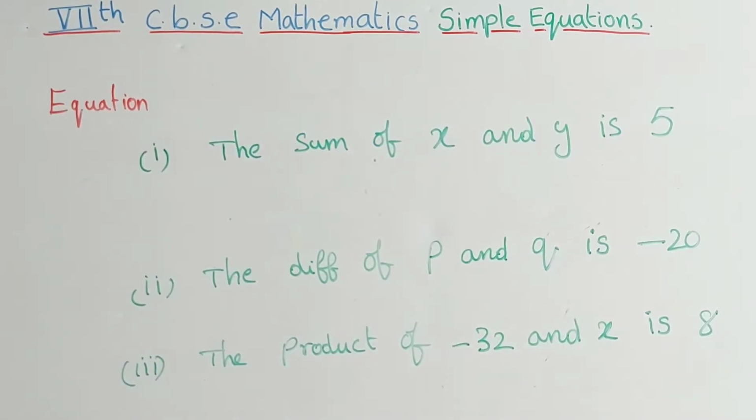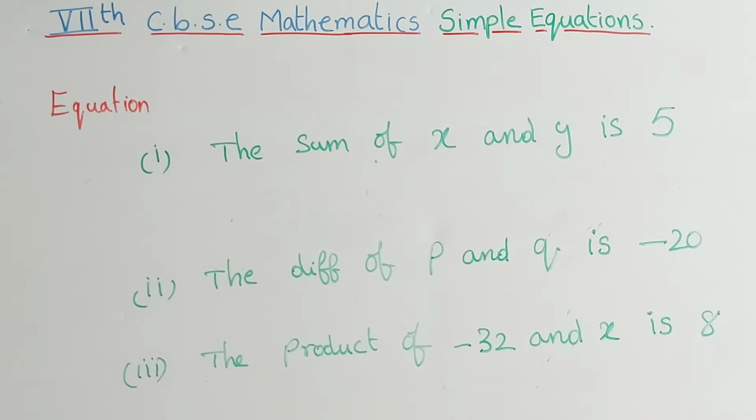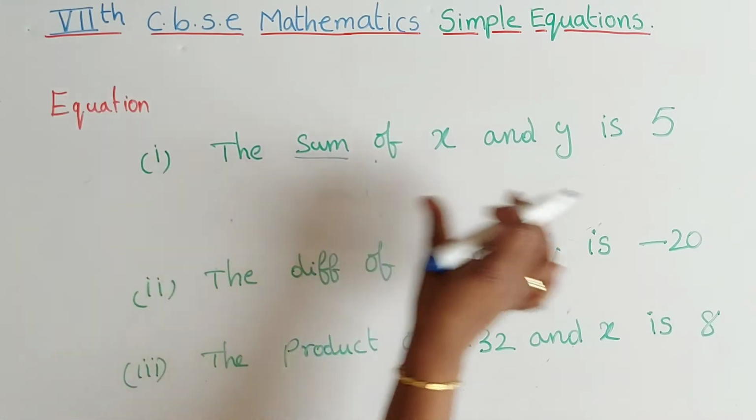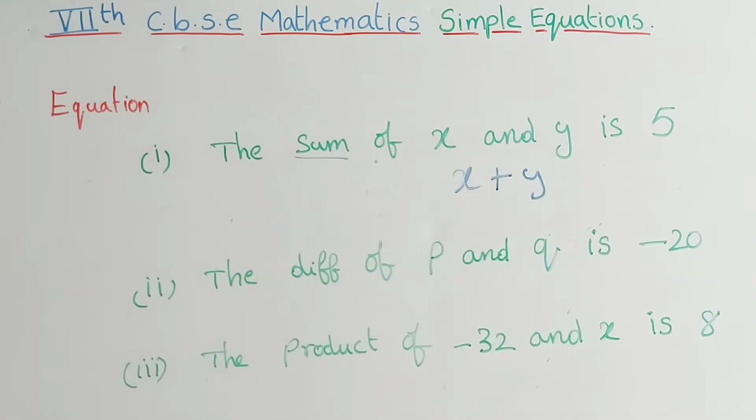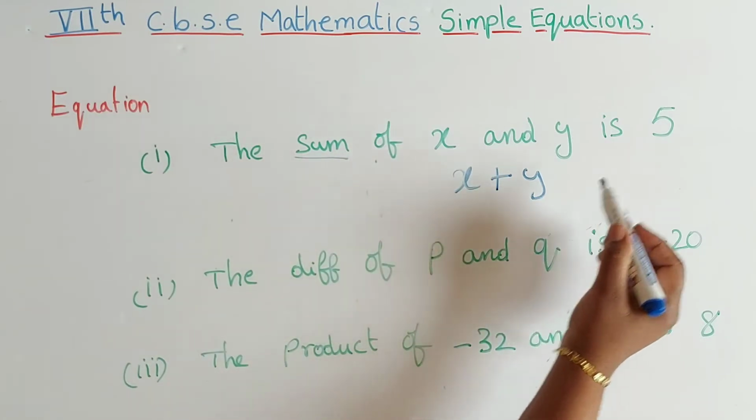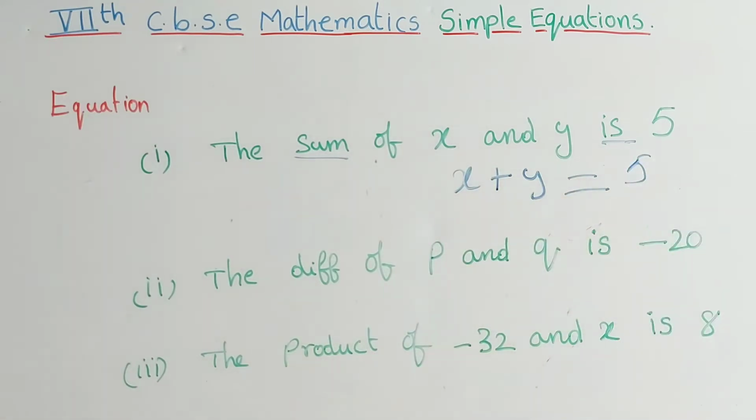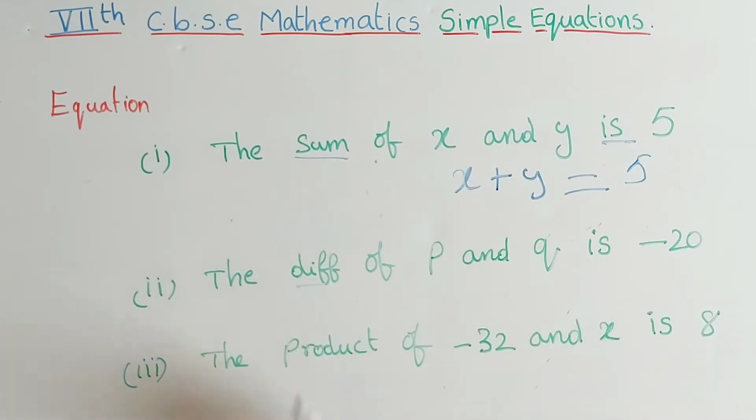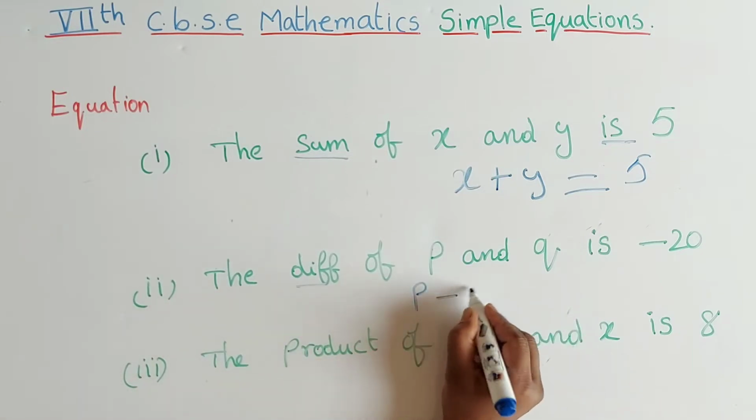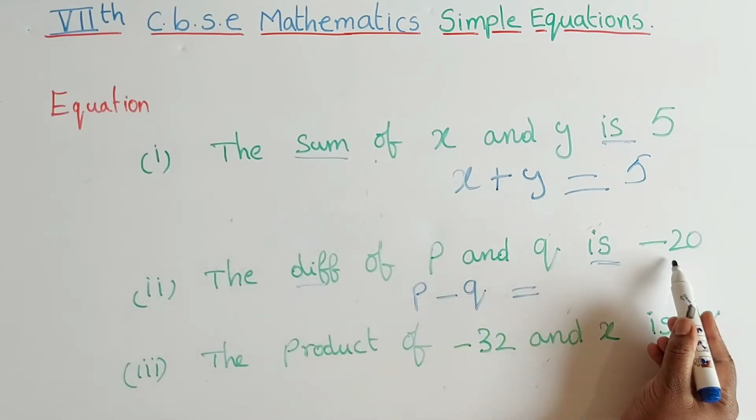Now see how to write an equation, children. Let us see some examples. The sum of x and y is 5. The sum means addition of what? x and y. That means x plus y. Correct children? Sum of x and y means x plus y. Is means equal to 5. That's it. Next one. The difference of p and q is minus 20. Difference means subtraction. The difference of p and q means p minus q. Is means equal to. p minus q equal to how much?